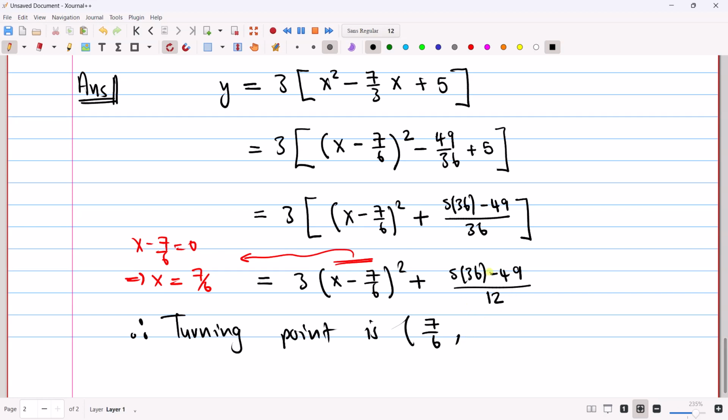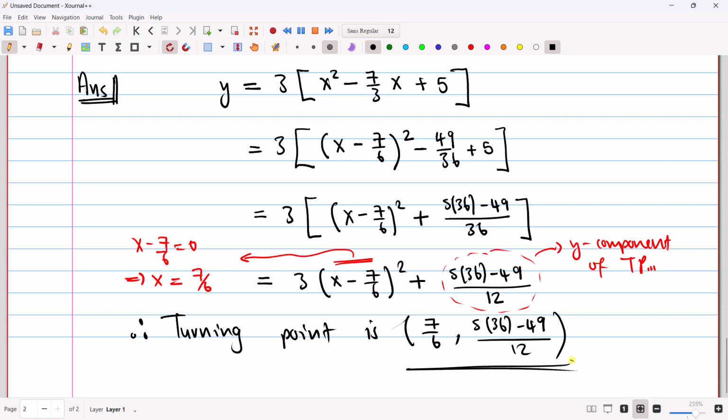Then the next thing is we take that term there and simplify it. What do we get there? Because I don't have a calculator with me, we know that this term here, which remains outside, is always the y component of the turning point. All the time you should know that the term that remains outside there is the y component. If you have a calculator, you can simplify it, but I'm going to leave it like that as 5 over 36 minus 49 over 12. So that becomes your turning point.